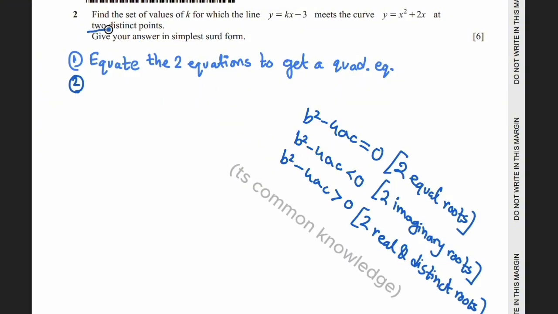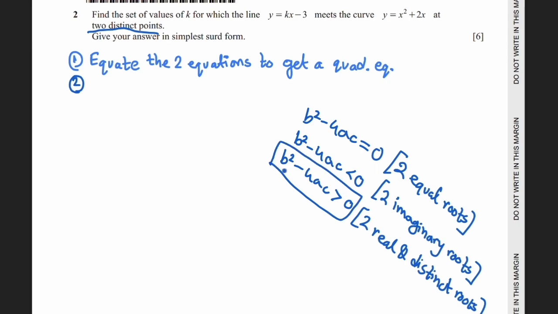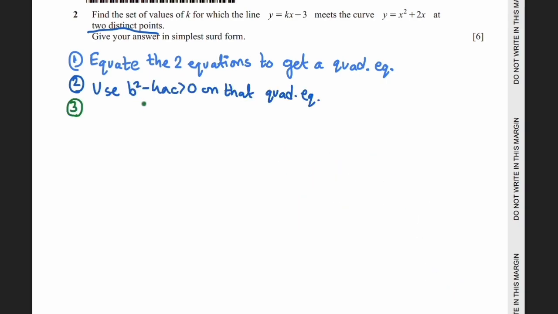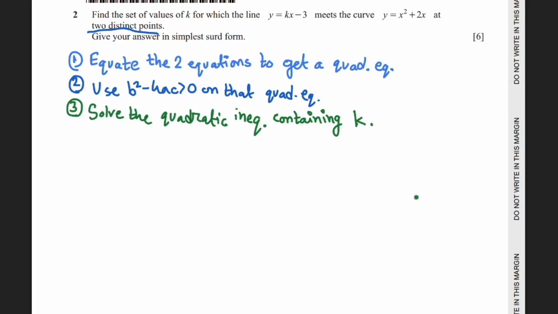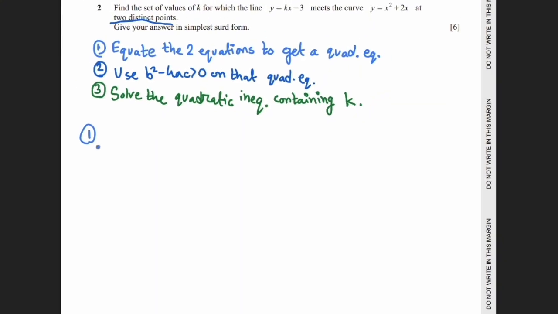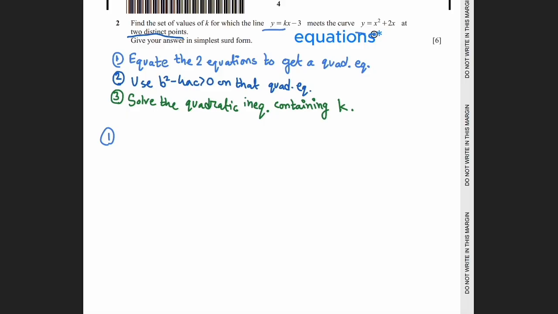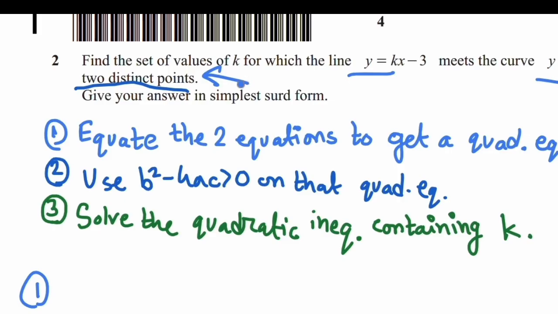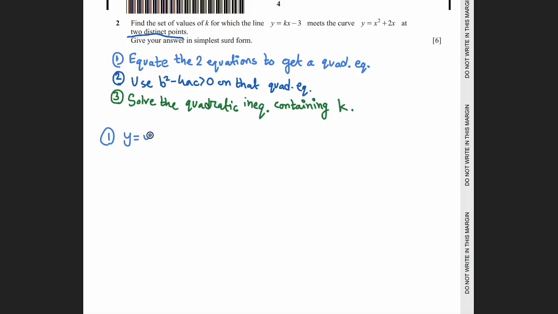And this question asked for 2 distinct roots, so we're going to use the b squared minus 4ac greater than 0 for here. Then from there we are going to get a quadratic inequality from that b squared minus 4ac greater than 0. Then we are going to solve that quadratic inequality that will contain k. Okay, so let's do the first step of the question, that is to equate these 2 solutions to get the points y equal to y.